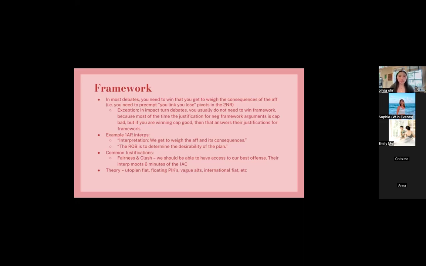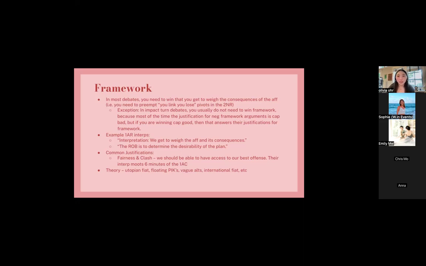I put this under framework, but theory can be its own category, and I think in CapK debates it's helpful. Some examples: first is utopian fiat. Getting to fiat a really unlikely, improbable communist revolution means it's probably impossible to garner solvency deficits against the alternative if they just fiat through all problems, which is unfair because the neg can subject the AF to very rigorous testing about its mechanism and desirability. But if they just get to fiat through all those problems, that doesn't seem fair.